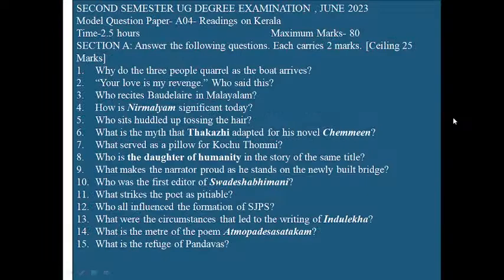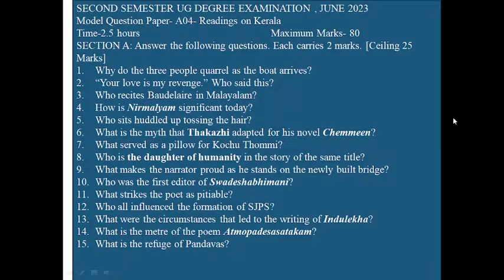Let's look at the questions. As we discuss the questions, I'll be giving you the answers. In section A, answer the following questions, each carries 2 marks. The first question: Why do the three people quarrel as the boat arrives? This question is from the poem Pictures Drawn on Water by K. Sachidanandan.